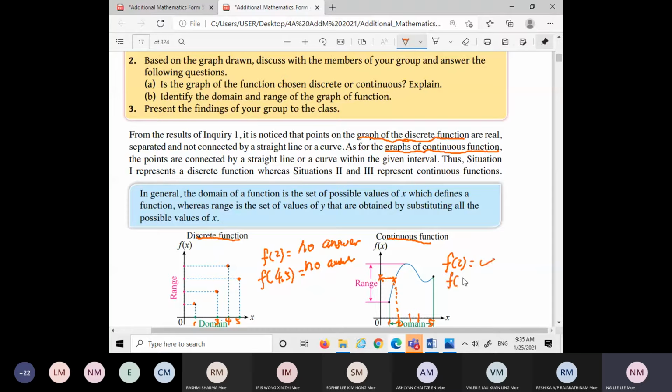If the example asks for F of 4.5, same thing. Here is 4, here is 5. Okay, 4.5 is in between, so go up, then bend and go to the side. That is the answer for F of 4.5 and F of 2. This is the difference between a discrete and a continuous function. I hope this is clear.